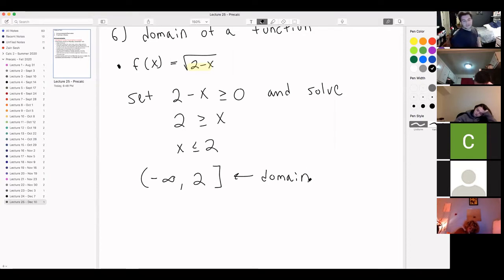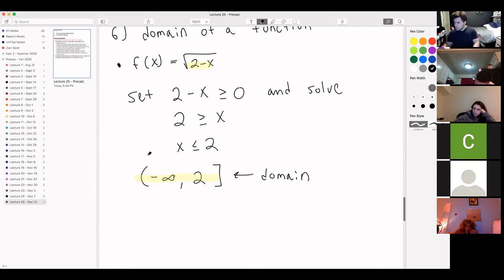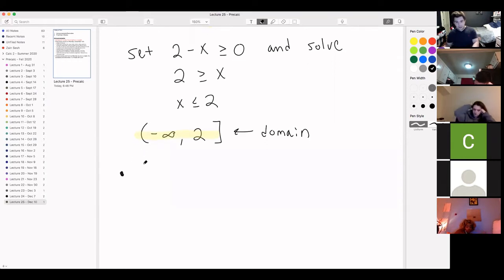All right, so I'm going to tell you to put your answer in interval notation. Okay, so please do so. All right, one more here. Okay, how about this guy? f of x is equal to 1 over x minus 7.